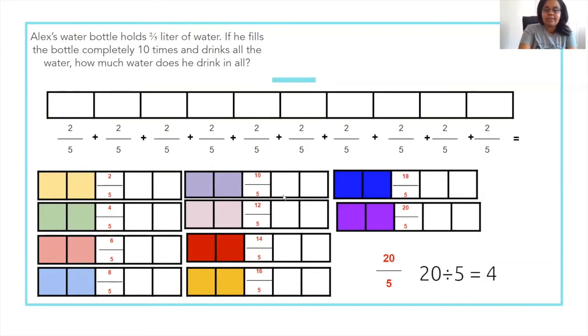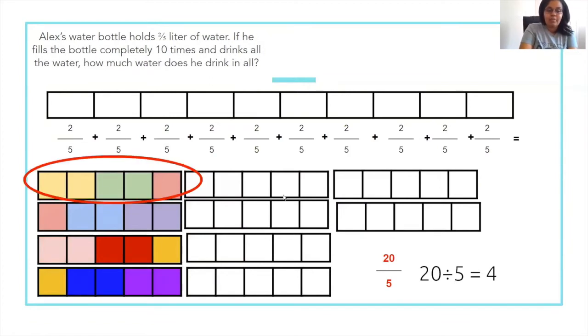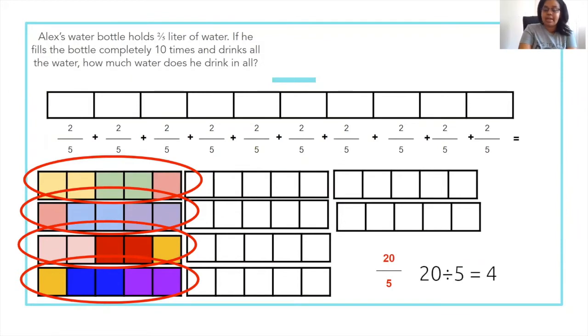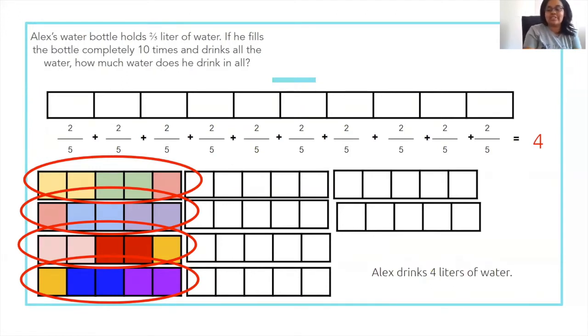What if I put all of these 2/5 together? And now I see that I have 1, 2, 3, 4. So I know that my answer to this problem is 4. And if I put that in a sentence, I could say that Alex drinks 4 liters of water in all. Okay, so we solved this problem using repeated addition.